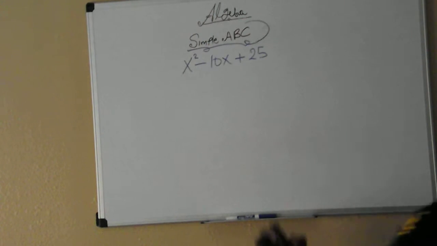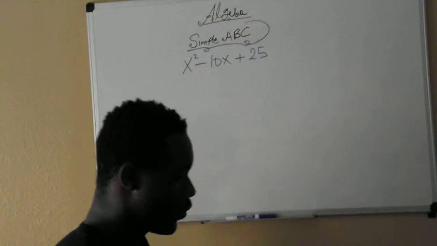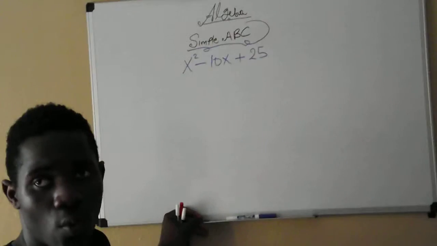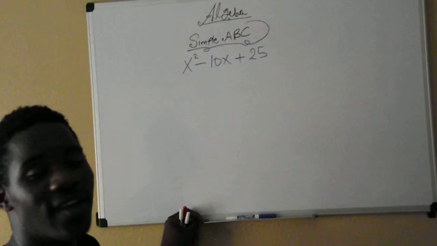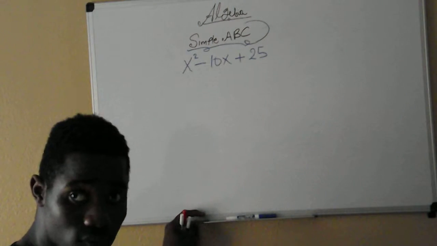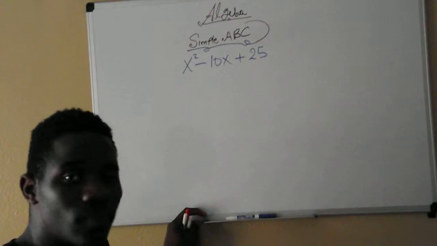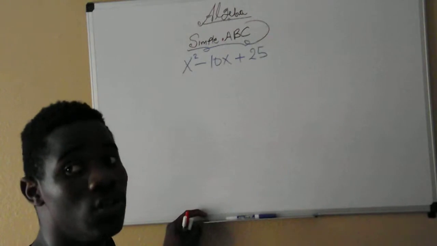We're going to be working a simple ABC. The problem given here is x squared minus 10x plus 25. One of the things to do whenever you want to solve a simple ABC factoring problem is that you have to know a multiplication table. Also, don't mind that, guys. You can learn that later.